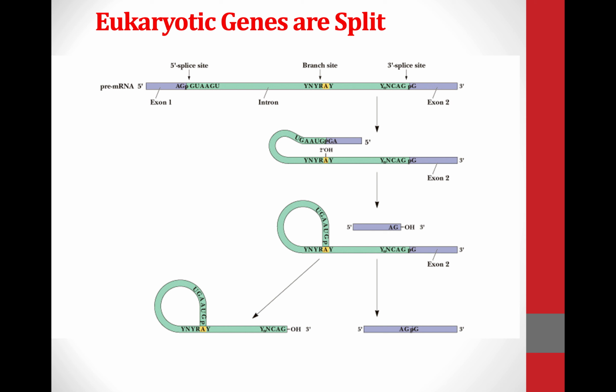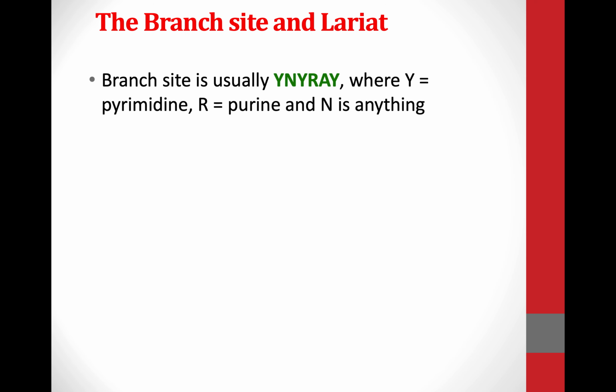At the branch site, there is a very specific sequence, which is YNYRAY, and it is always the sequence that will be recognized to be spliced out. So it will form a lariat branch. This form is called lariat, and then it will be cut off at the hydroxyl site, and then you have your exons there, and then it will be sewn back together. Like I said, the branch site is always YNYRAY, where Y is the pyrimidine, R is the purine, and N could be anything, so it could be a pyrimidine or it could be a purine. So AG, you see.